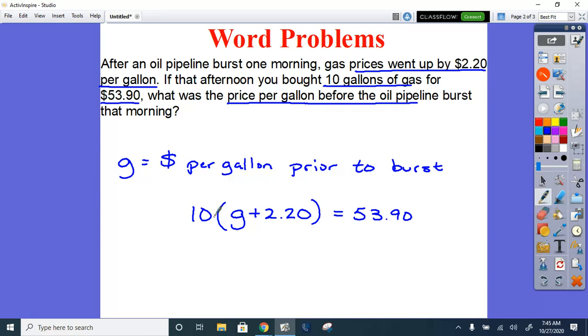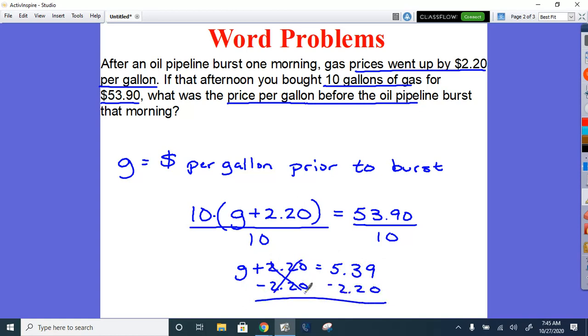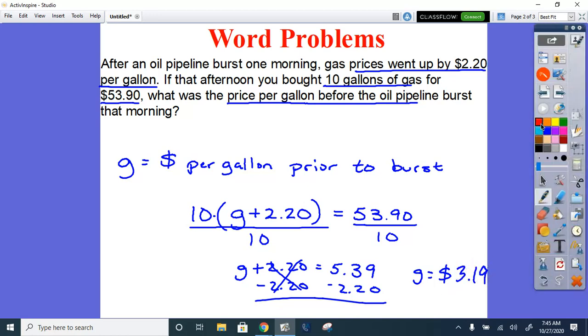So I'm going to use reverse order of operations here. Instead of the distributive property, divide both sides by 10 to make it G plus 2.20 is equal to 5.39. And then I can subtract 2.20 from both sides. Final solution, G equals $3.19. So let's answer this question.